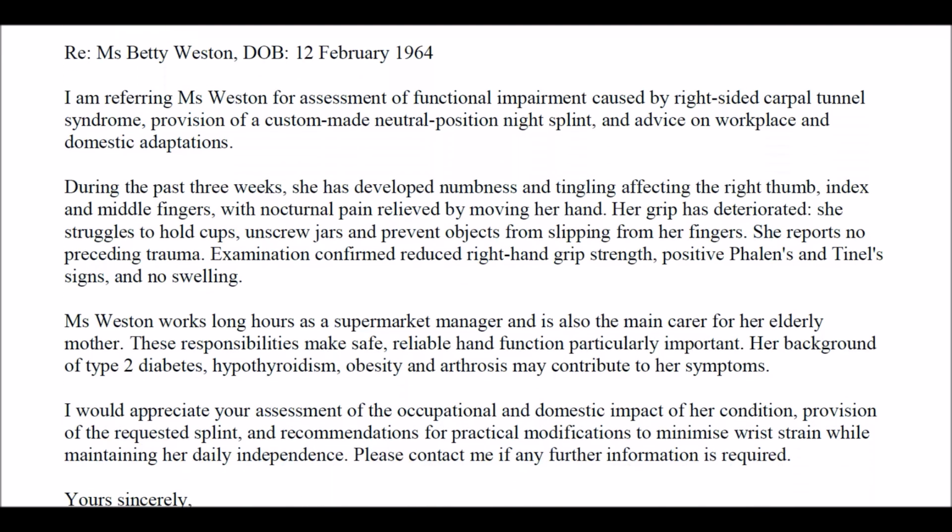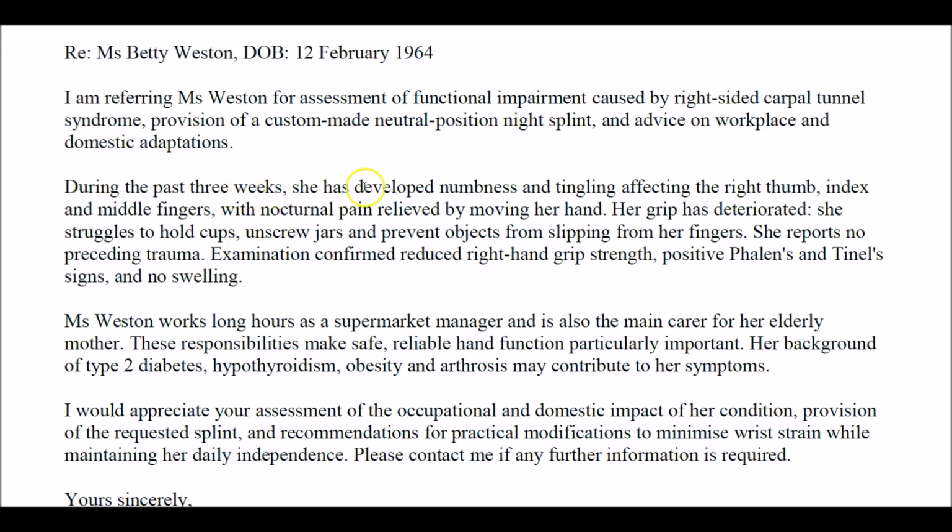Again, I'll pause it. You can pause it. You can go back, compare the original, the 350, and this 400 version. So we can see more precision. Assessment of functional impairment caused by right-sided carpal tunnel syndrome. Provision of a splint, advice on workplace and domestic adaptations. That's pretty good. Precision, like I say, you can go back, scroll back, and just compare all of the three.